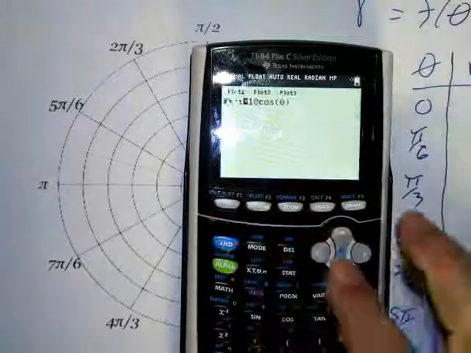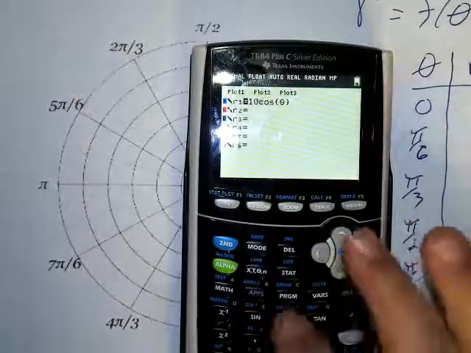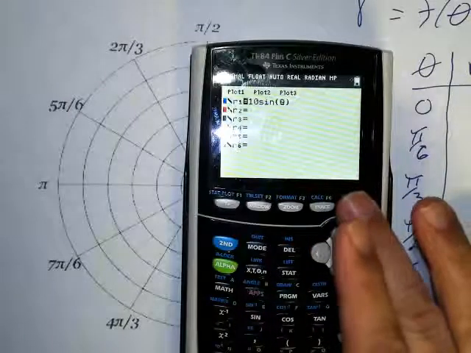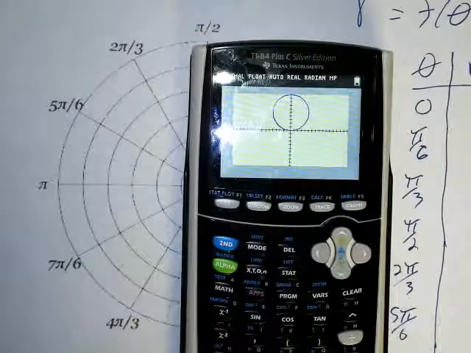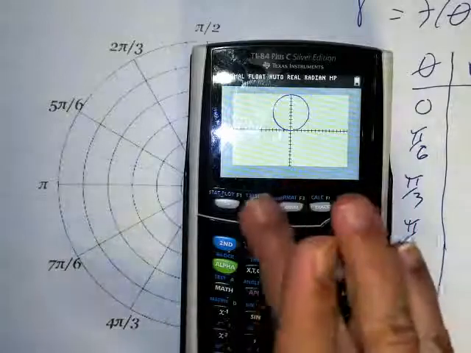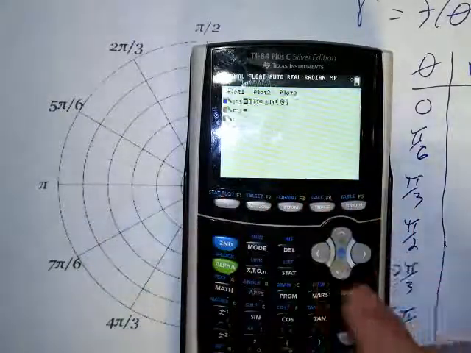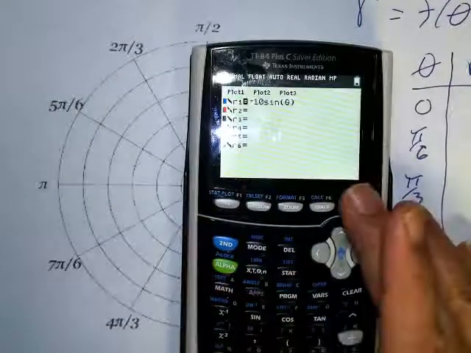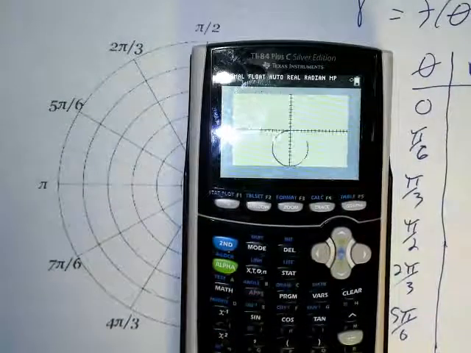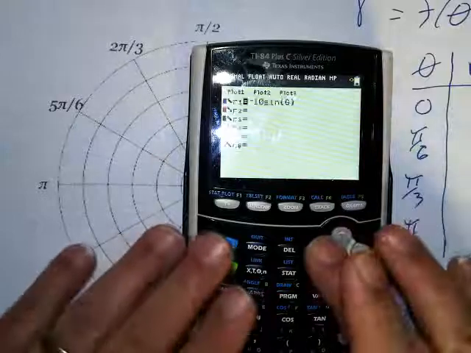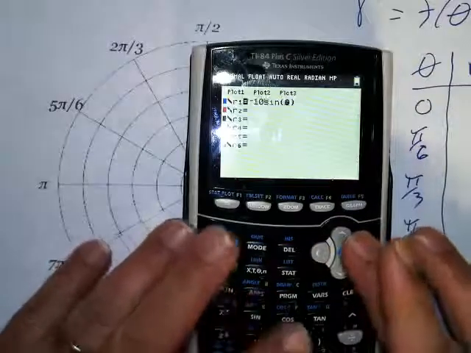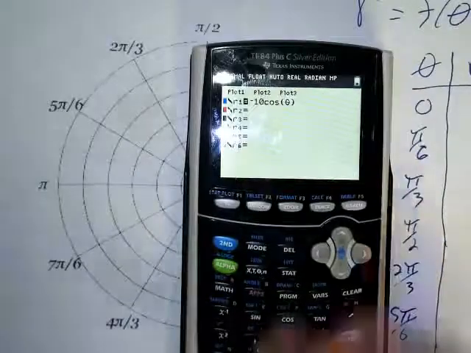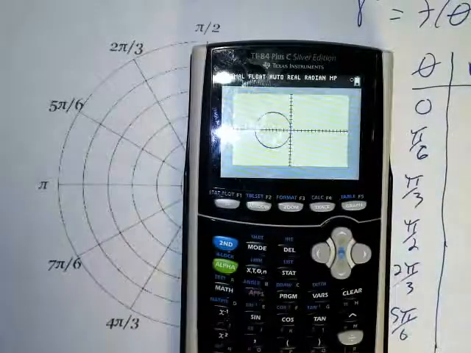So if I go back here and I do sine, then it'll be a circle up above with a radius of 10. Okay, but then if I do shift, insert, and I make it a negative, then that'll put the circle below. And then if I go here and I make that a cosine, then that'll be a circle to the left.